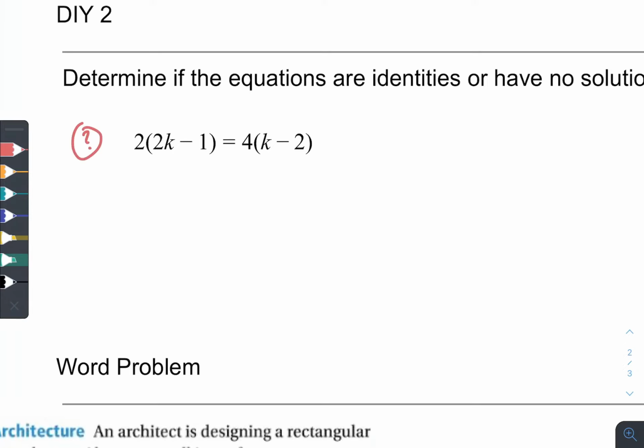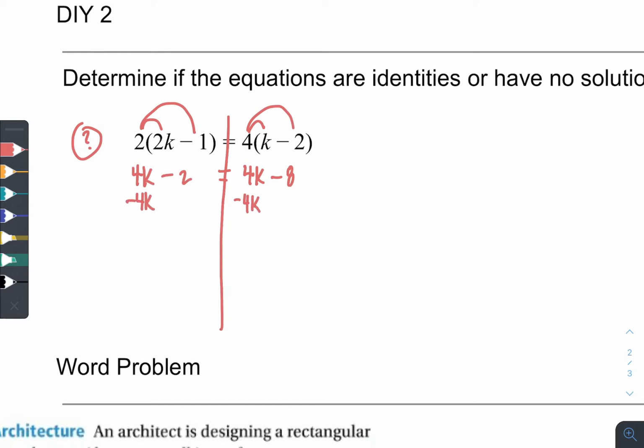So for this first one here, I'm going to go ahead and distribute. 2 times 2k is 4k. 2 times negative 1 is negative 2. 4 times k is 4k. 4 times negative 2 is negative 8. If I subtract 4k from both sides, I get that negative 2 equals negative 8. That can never happen, so we get no solution.